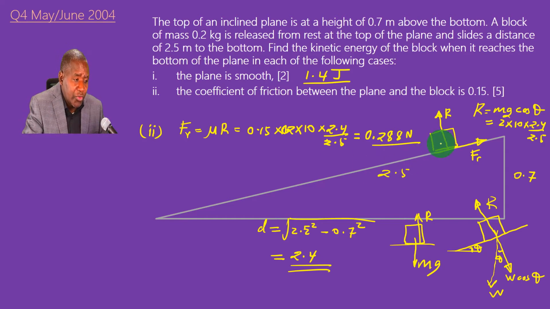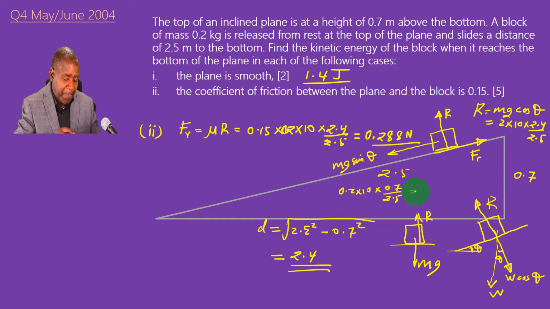What do I mean by that? This object here wants to slide down the incline. And so the force which is trying to move it is mg sine theta. Let's see what mg sine theta gives me. m is 0.2, g is 10, sine theta is 0.7 divided by 2.5, and that will be like 2 times 0.7 divided by 2.5, which is 0.56.